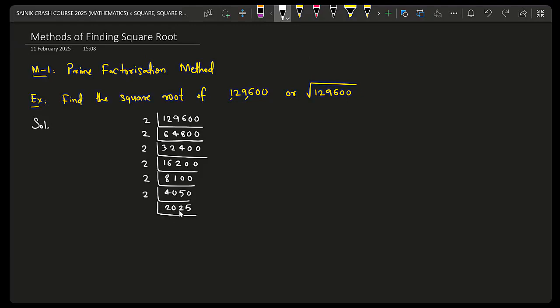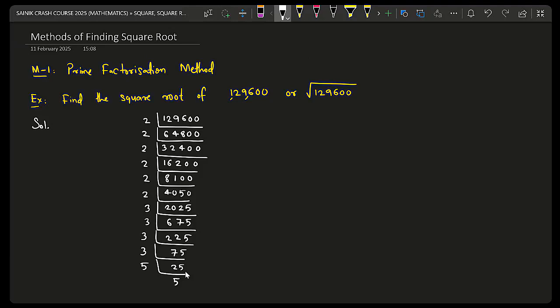Now it is not divisible by 2. Check whether it is divisible by 3. Yes, the sum of the digits is divisible by 3. 3 sixes are 18, 2 is remaining, 22, 3 sevens are 21, 3 fives are 15. Again it is divisible by 3, and again by 3. 3 into 25 is 75. 25 is divisible by 5. 5 fives are 25. Whenever you get a prime number, you can stop.